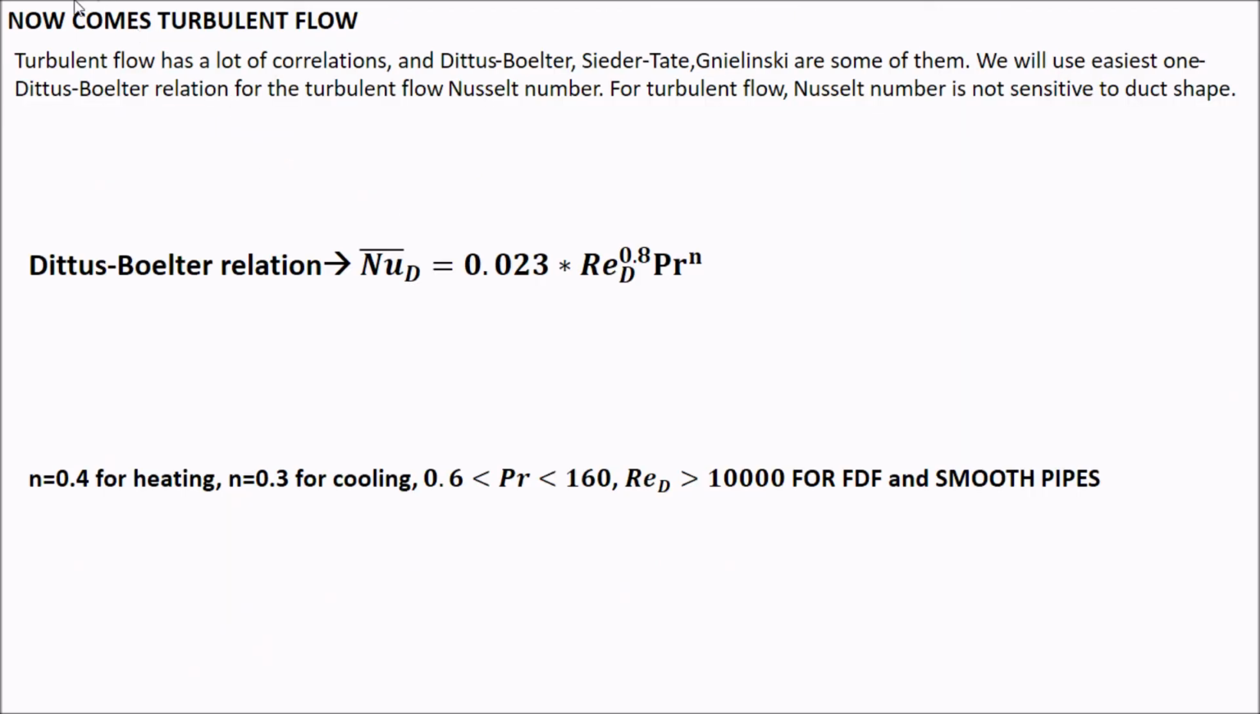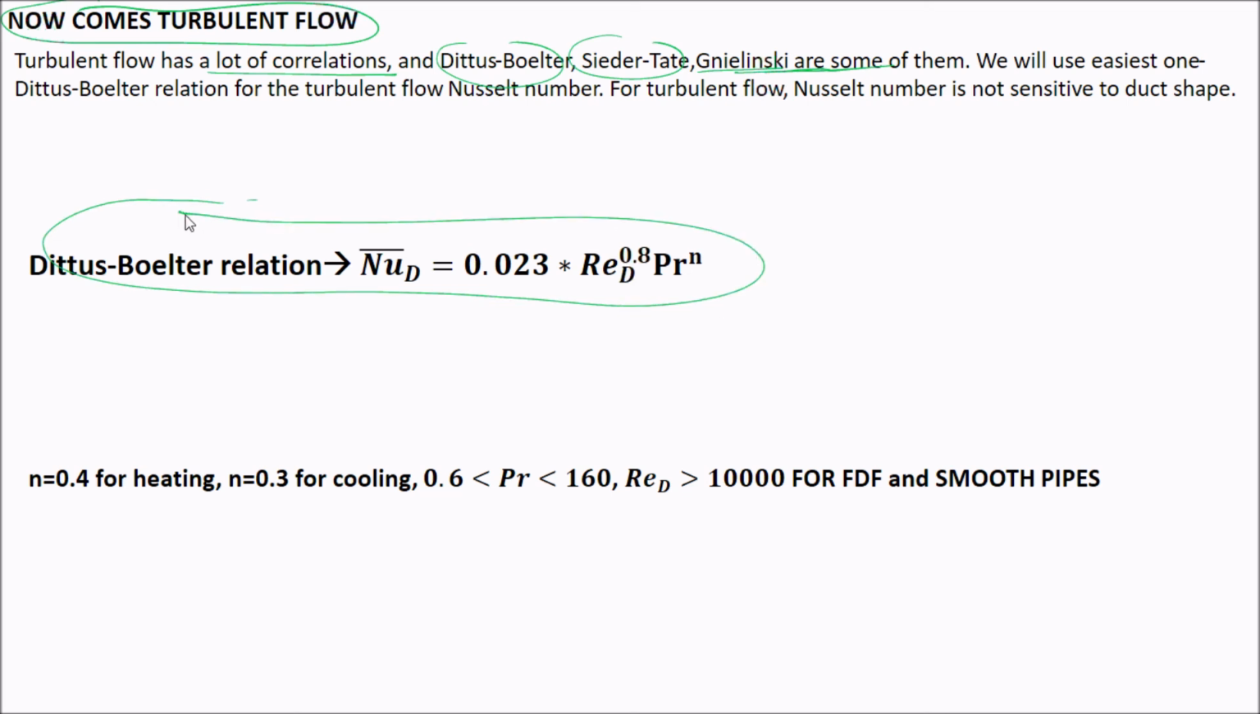If it is turbulent flow, the last part, we have lots of correlations. Dittus-Boelter, Sieder-Tate, or Gnielinski are some of them. We will use the easiest one, which is the Dittus-Boelter relation. This one says that the average Nusselt number is 0.023 times Reynolds number to the power 0.8, and Prandtl number to the power of n, and this n is 0.4 if it is heated, and it is 0.3 if it is a cooled pipe.